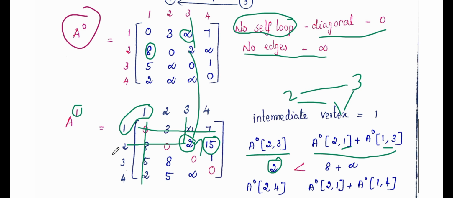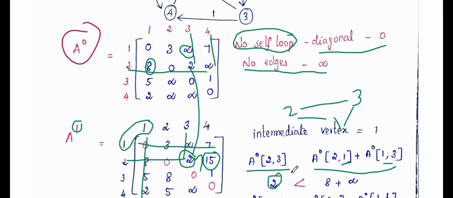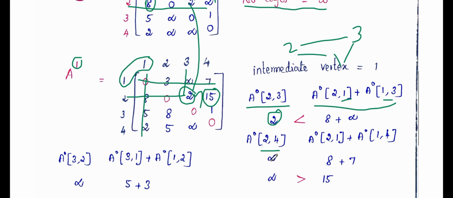How to find this part? 2 to 4. So what is the 2 to 4 value of A0? That is infinity, right? Then find the value through the intermediate vertex. What is the intermediate vertex? You find 2 to 4 is infinity. Intermediate vertex is 1. So 2 to 1, 1 to 4. Through the intermediate vertex, you reach the particular vertices. So 2 to 4 direct, you copied the direct edge value from A0.